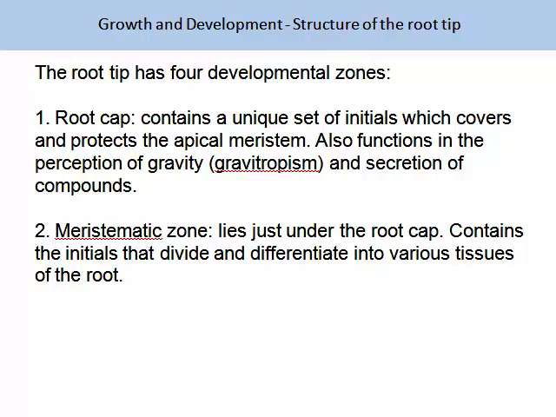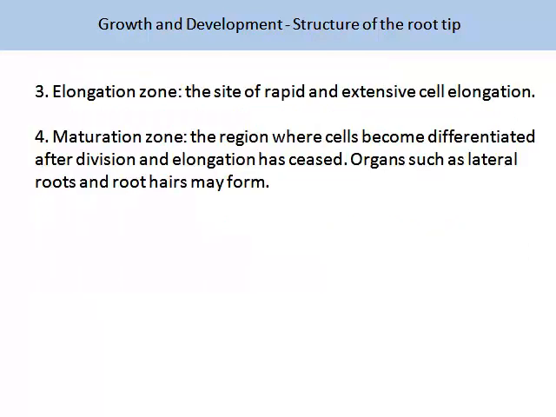In developmental zone 2, the meristematic zone lies just under the root cap. This contains the initials that divide and differentiate into various tissues of the root structure. In the third zone lies the elongation zone. This is the site of rapid and extensive cell elongation.